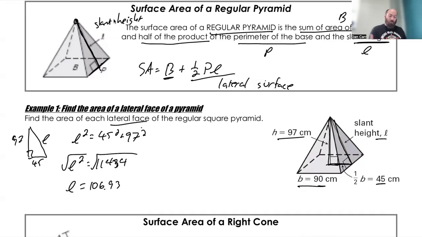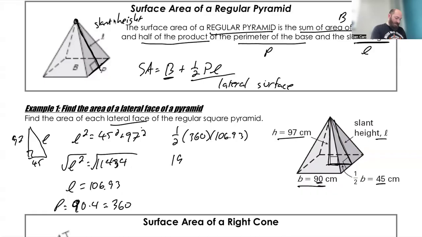If I want to find just the lateral face, then I'm going to do the 1/2 perimeter times the slant height. Now, it's helpful to write out my perimeter, which is 90 times 4, which gives me 360. So we do 1/2 times 360 times our 106.93. So this is just the lateral surface area. So multiply that by 360 and 1/2, and we get 19,247.38. And this is going to be square centimeters. So that's my lateral surface area.